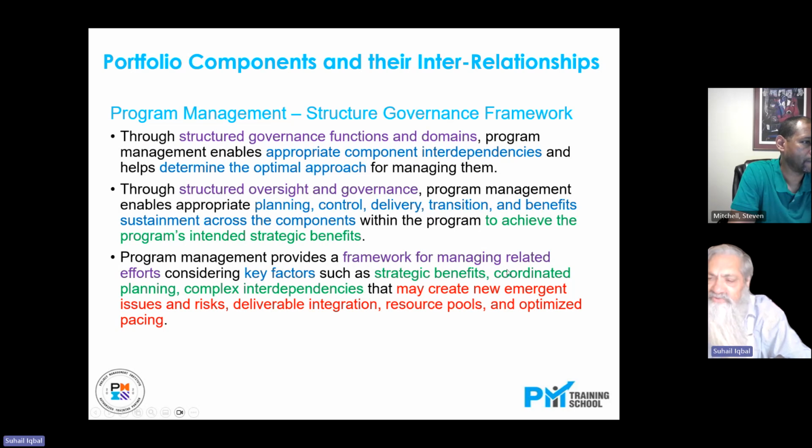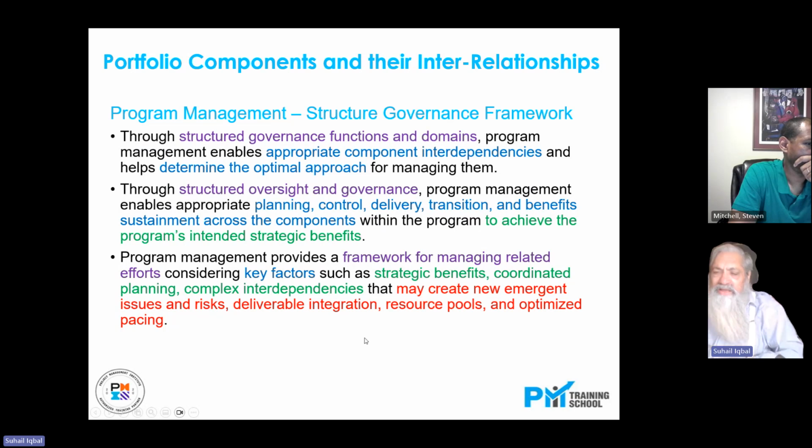Program management provides a framework for managing related efforts considered key factors. What are they? Strategic benefits. You remember, I have emphasized that in a program, strategic benefits, benefit delivery and benefit realization, are extremely important. Coordinated planning. Of course, this is a big advantage of doing things in a program. Complex interdependencies can be handled that may create new emergent issues and risks. Deliverable integration, resource pools, and optimized pacing.